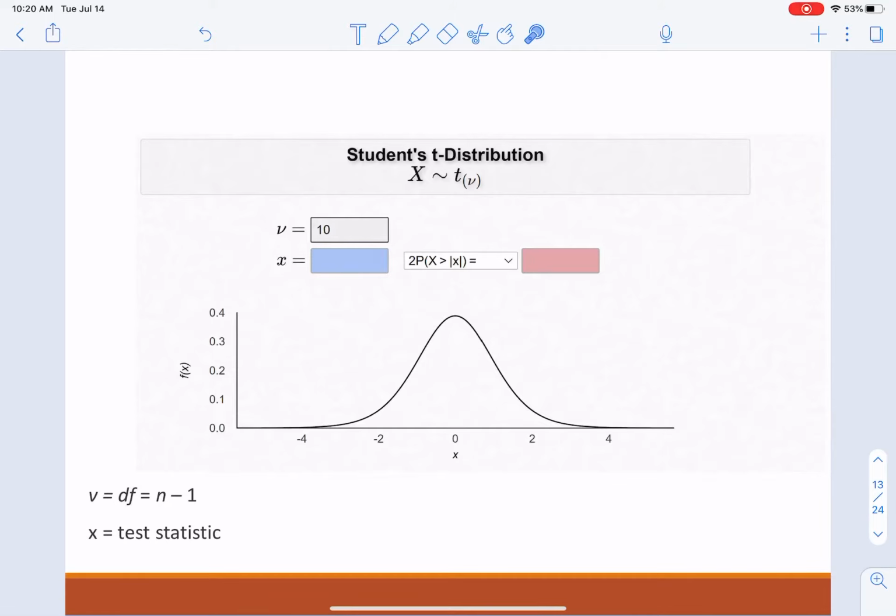However, we notice that this is a little different because we have this new bit of information, V. Thankfully, V is just the fancy way of saying degrees of freedom, which is n minus 1, which is very easy to calculate. It's the easiest thing to calculate. So if you have n equals 11, degrees of freedom equals 10. Now, the thing with this tool is you have to put this in first, and then depending on what the question is asking, that's when you put in either here or here.